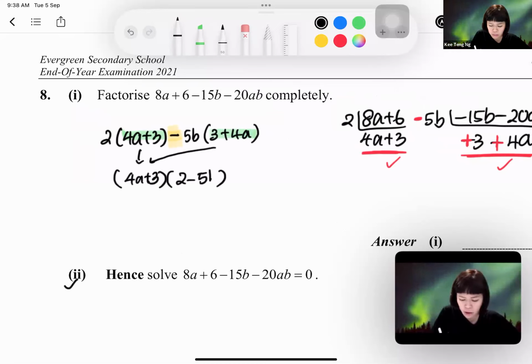2 minus 5b. Word of caution, sometimes teachers might be very tricky. Do check whether there are any more common factors, okay?